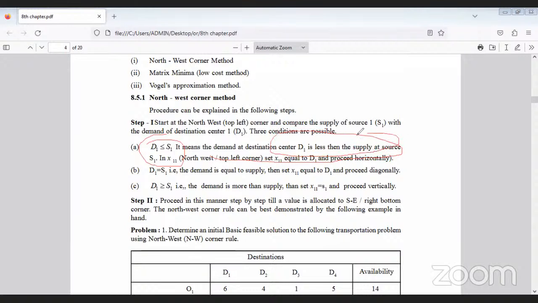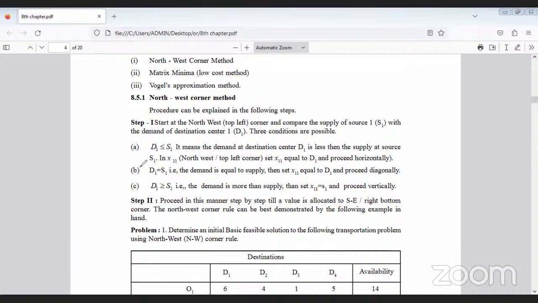If demand D1 is less than supply S1, then the source X11, the north-west top left corner, is equal to D1, and we proceed horizontally. If the demand is equal to the supply, X11 is equal to D1 and we proceed diagonally. If the demand is greater than the supply, X11 is equal to S1 and we proceed vertically. Proceed in this manner step by step till a value is allocated to the bottom right corner.